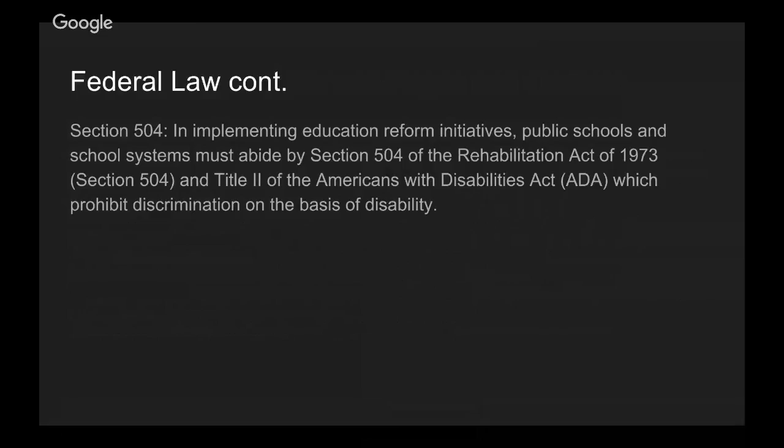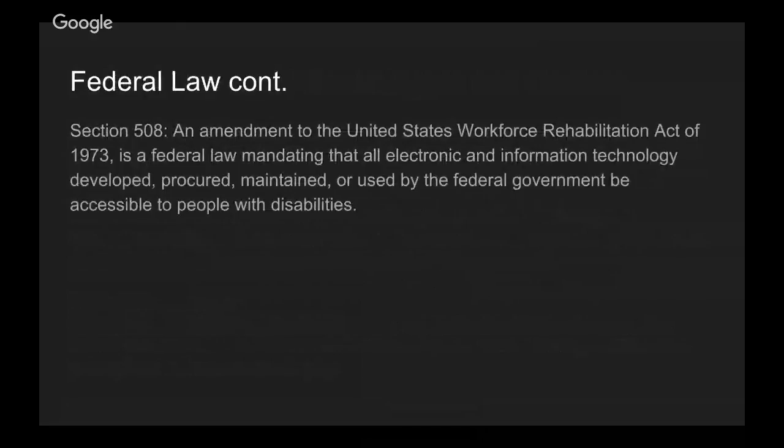Yep. And then the next one is 508. So 508 is an amendment to the Rehabilitation Act of 73, which encompasses all electronic technology that has been developed by any federal government. So this goes in that same direction. It has to be maintained. Anything electronic, for example Canvas or any documents put out on the web, needs to have an accessibility component built into it. So we also fall under this Section 508.